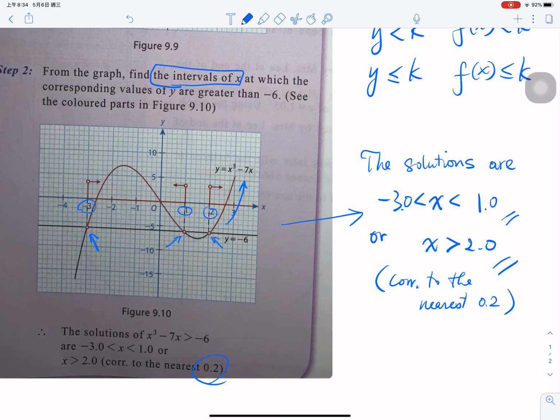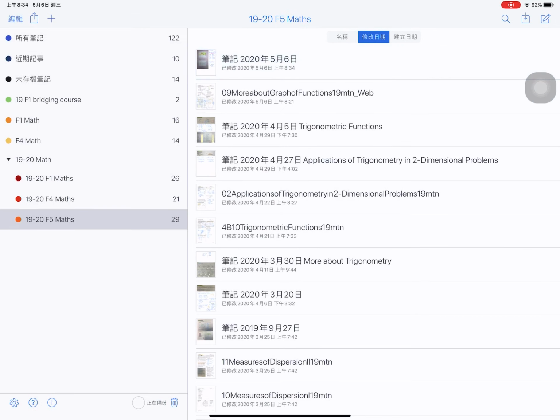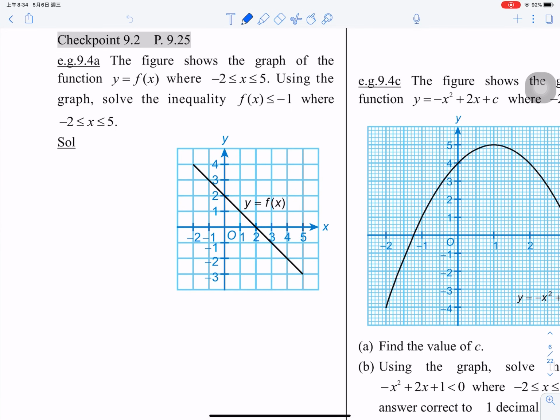Okay, so let's see one example from the notes, 9.4a, Checkpoint 9.2. You can do it by yourself first. Later on, we can check it all together. 9.4a. The figure shows the graph of the function y equals f(x), where x is in between negative 2 and 5. Using the graph, solve the inequality f(x) smaller or equal to negative 1.